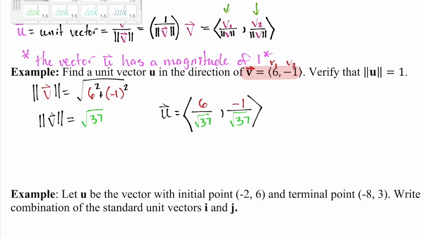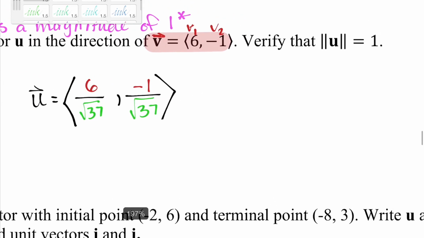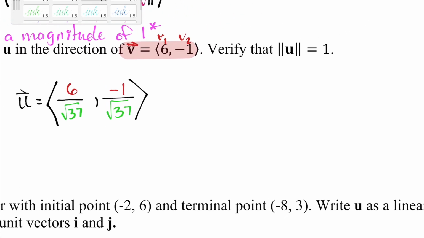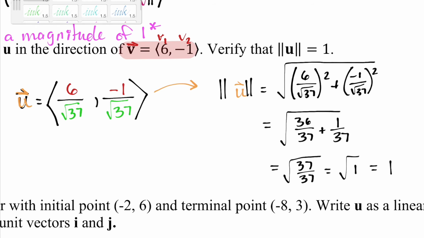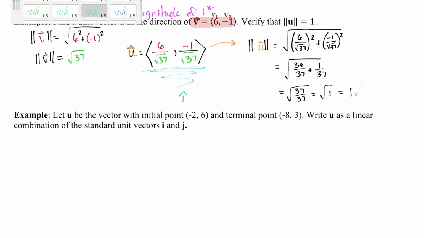So this here is my unit vector, and I'm going to prove in a moment that it is a unit vector by finding the magnitude of this vector. And since this magnitude simplifies down to 1, I know that I have done this unit vector correctly. Next, we're going to look at the standard unit vector.